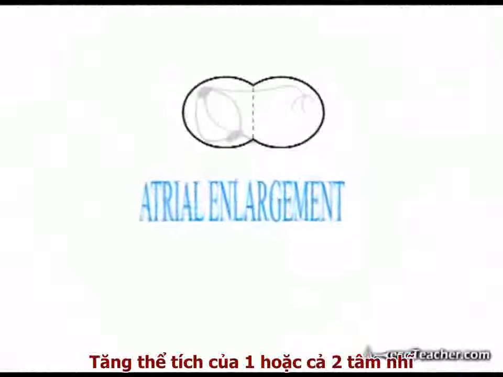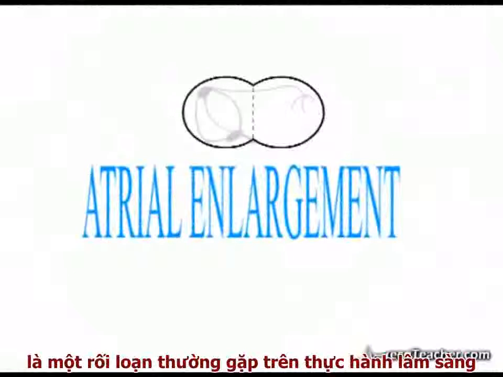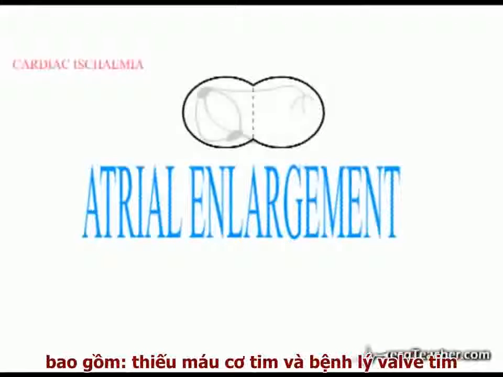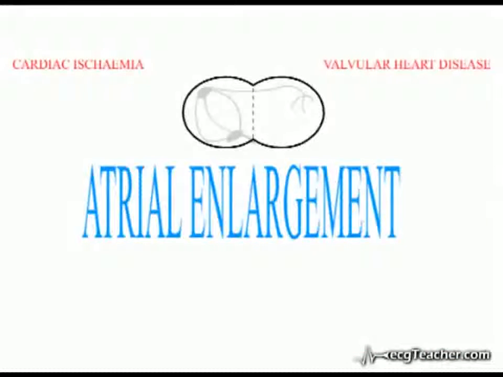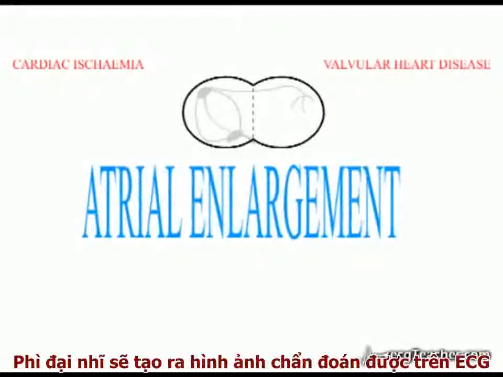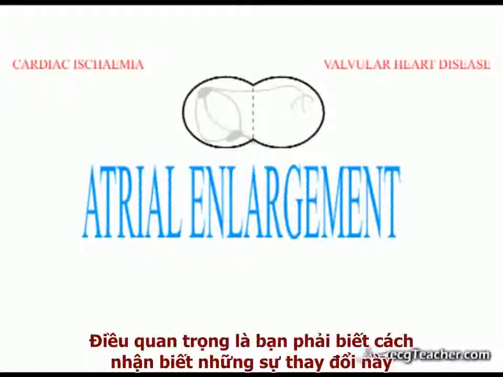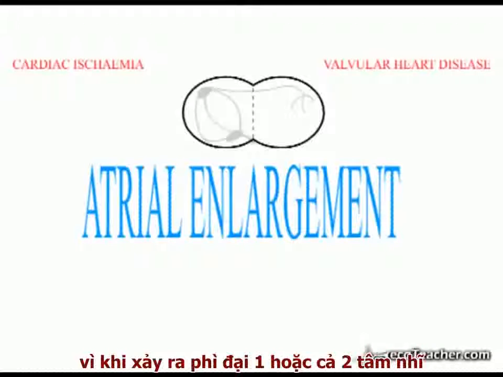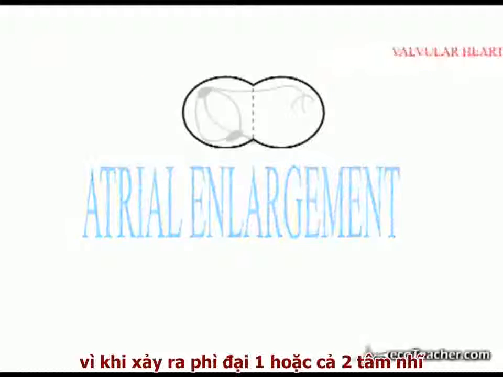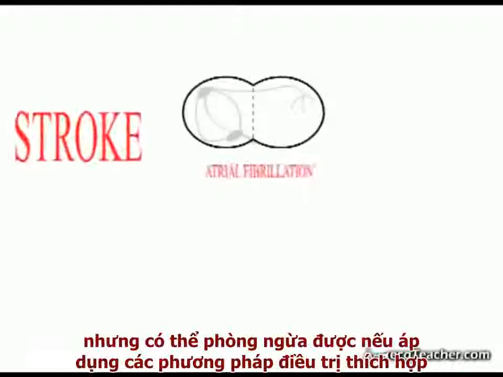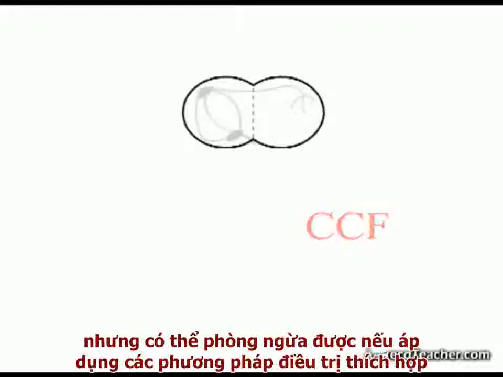Increased volume of one or both of the atrial chambers is commonly encountered in clinical practice and occurs secondary to a range of conditions, including ischemia and valvular heart disease. In a proportion of cases, atrial enlargement produces diagnostic changes on the ECG. It is important to be able to recognize these changes, as enlargement of one or both of the chambers places patients at risk of multiple complications, which may be preventable if appropriate steps are taken.